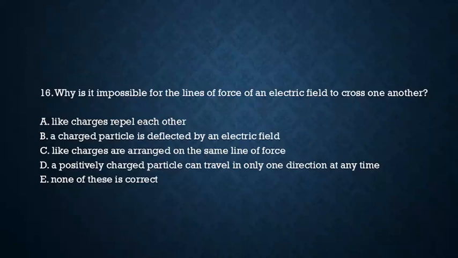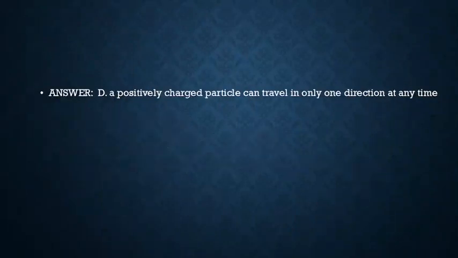Question number 16. Why is it impossible for the lines of force of an electric field to cross one another? A. Like charges repel each other. B. A charged particle is deflected by an electric field. C. Like charges are arranged on the same line of force. D. A positively charged particle can travel in only one direction at any time. E. None of the above. Okay, none of this is correct, so the answer is D. That's a positively charged particle can travel in only one direction at any time.